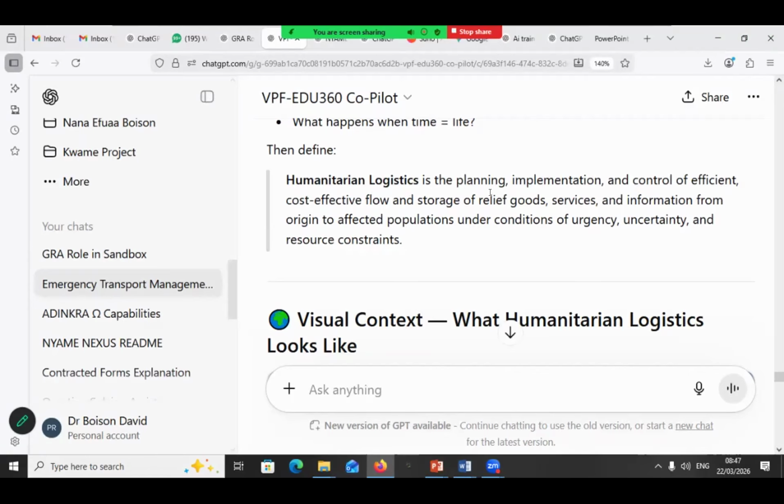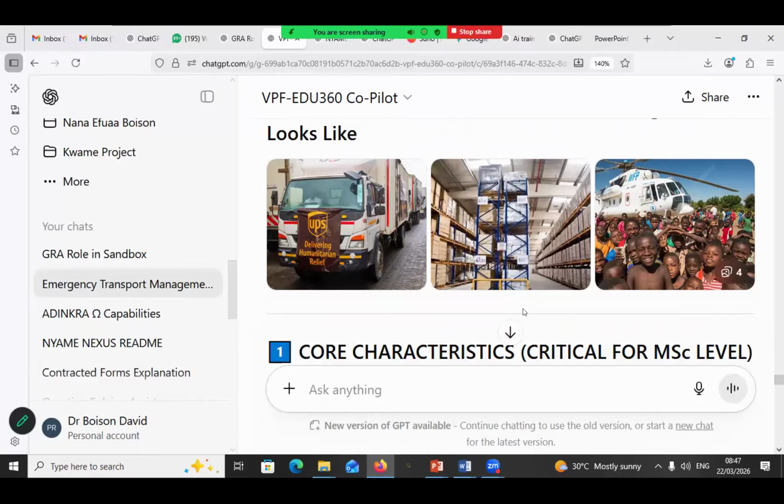We plan, we implement, and we control efficient, cost-effective flow and storage of relief goods. Those people might be in distress. So relief goods, services, and information from the origin to the affected population. So we look at the entire supply chain, and that's what USAID does. That's what Red Cross does, and UNDP and others. So you see pictures of all these things moving from one country to the other.